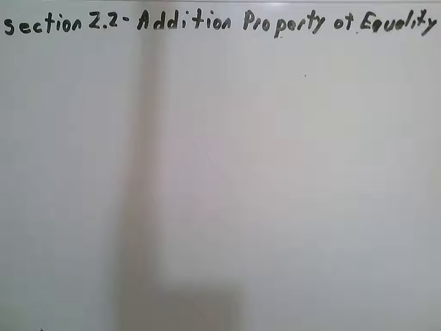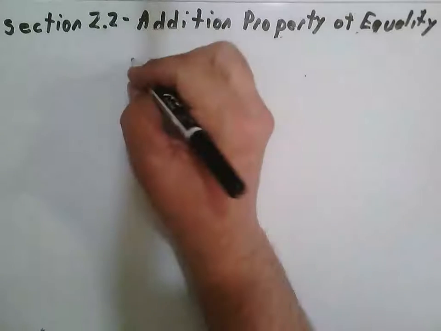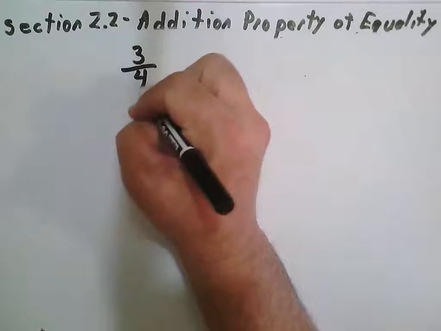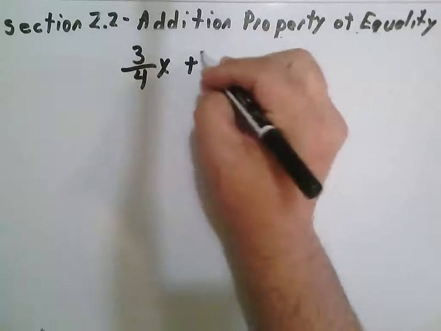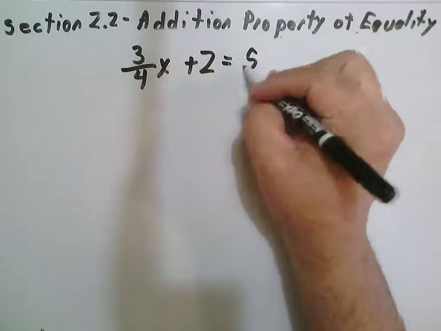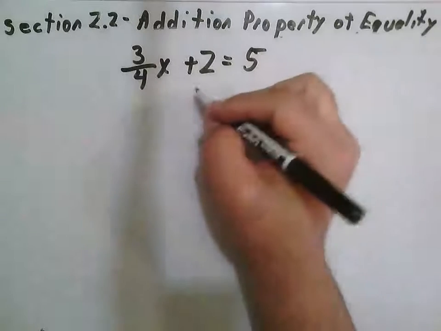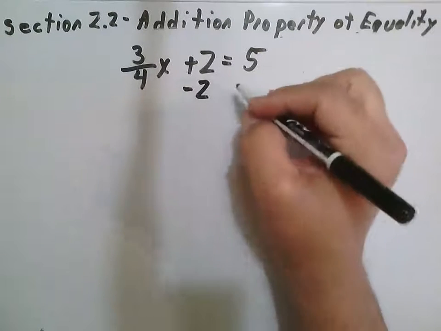So for our addition property of equality, and it doesn't matter which ones we use, this is really a short section. But if I use fractions, and remember everything in life doesn't come out nice and neat, but if I had 3/4 x plus 2 is equal to 5. Now, I'm not sure what this is going to come out to be because I just randomly picked some numbers, but it really doesn't matter.